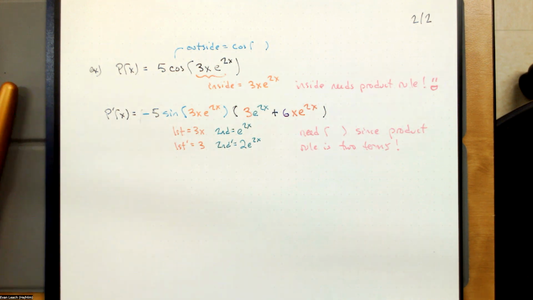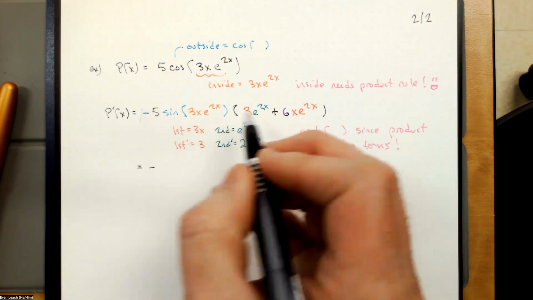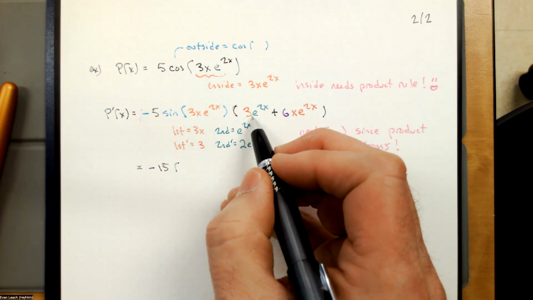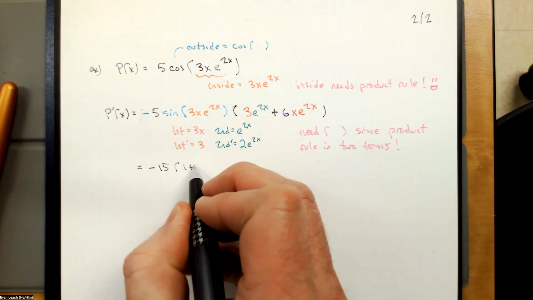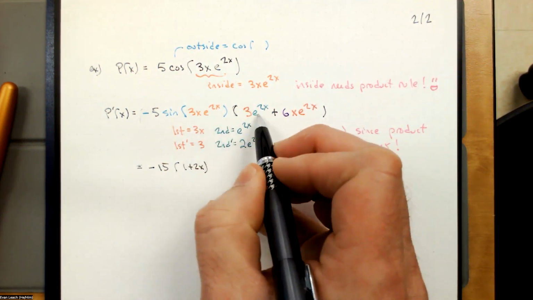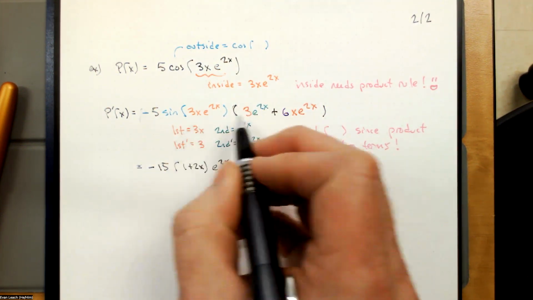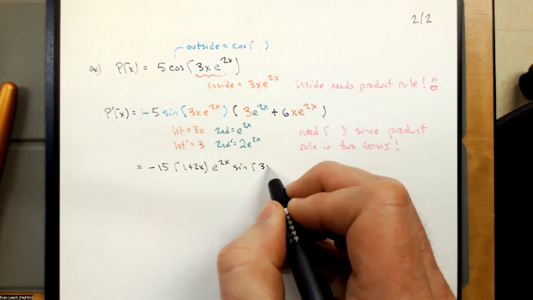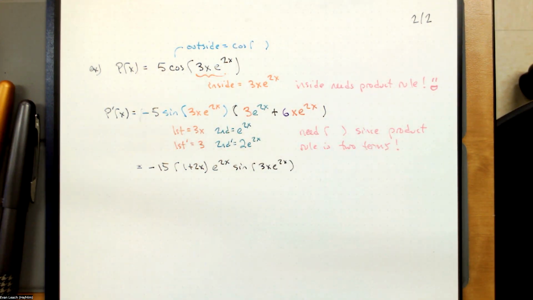So if we wanted to write this nicely, we might take the negative, pull out another 3 and put a negative 15, to get our constant. Our polynomial, if I take an e to the 2x out, is just going to be, I took a 3 out, 1 plus 2x. Factor out an e to the 2x from these two terms. And then what's left is a sine of 3x. So I've got our constant, polynomial, exponential, trigonometric.